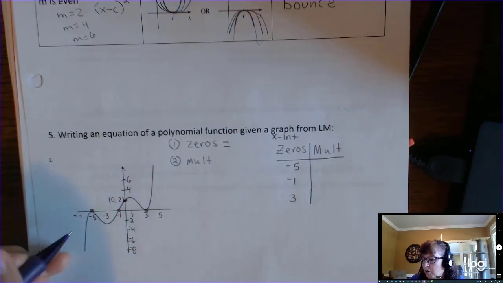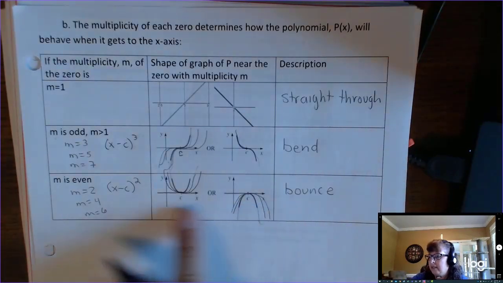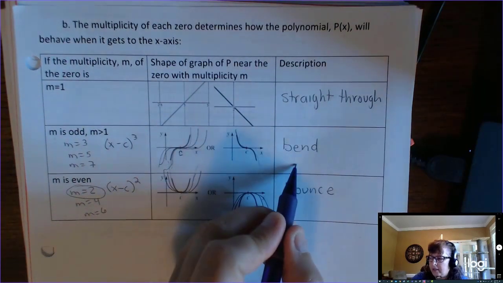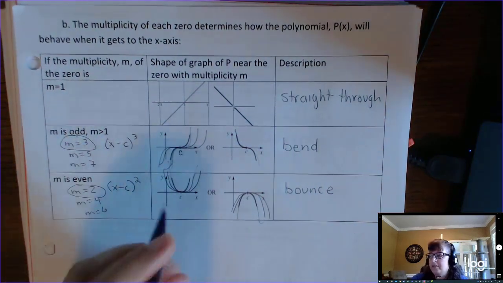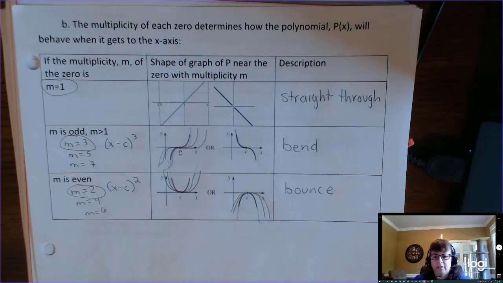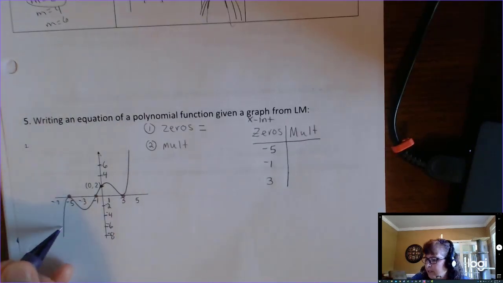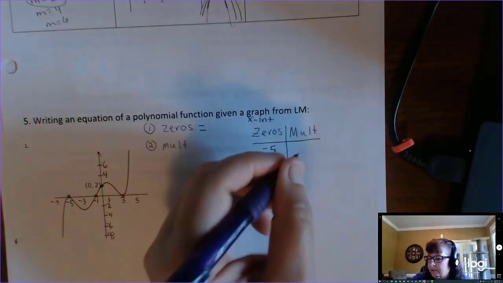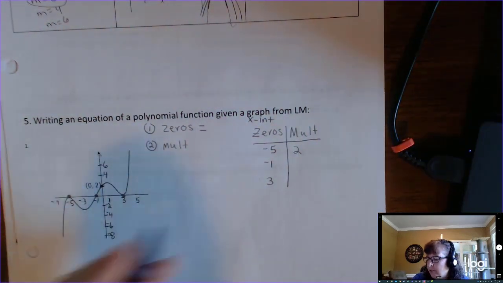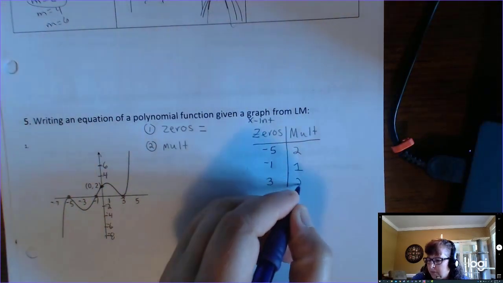Okay. The multiplicity, that's what we just learned. If it's a bounce, it's got an even multiplicity, and we're always going to just use 2. If it has a bend, it's got an odd multiplicity, and we're just going to use 3. If it's going straight through, the multiplicity is 1. Okay, so this 0 is coming up and hitting it and bouncing, so this has a multiplicity of 2. This 0 of -1 is going straight through it, so that has a multiplicity of 1. And this, another bounce, multiplicity of 2.